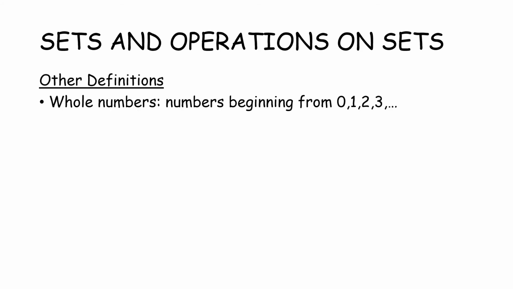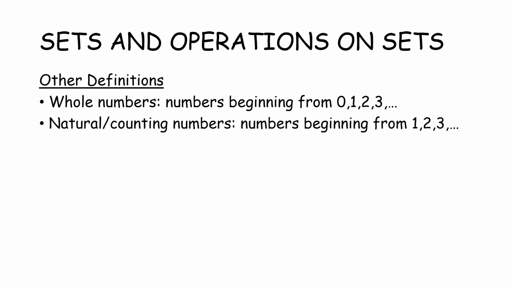Whole numbers. Whole numbers are numbers beginning from 0, 1, 2, 3, all the way to infinity. Natural or counting numbers are numbers beginning from 1, 2, 3, all the way to infinity. Note that the difference between whole numbers and natural or counting numbers is that whole numbers include the number 0.